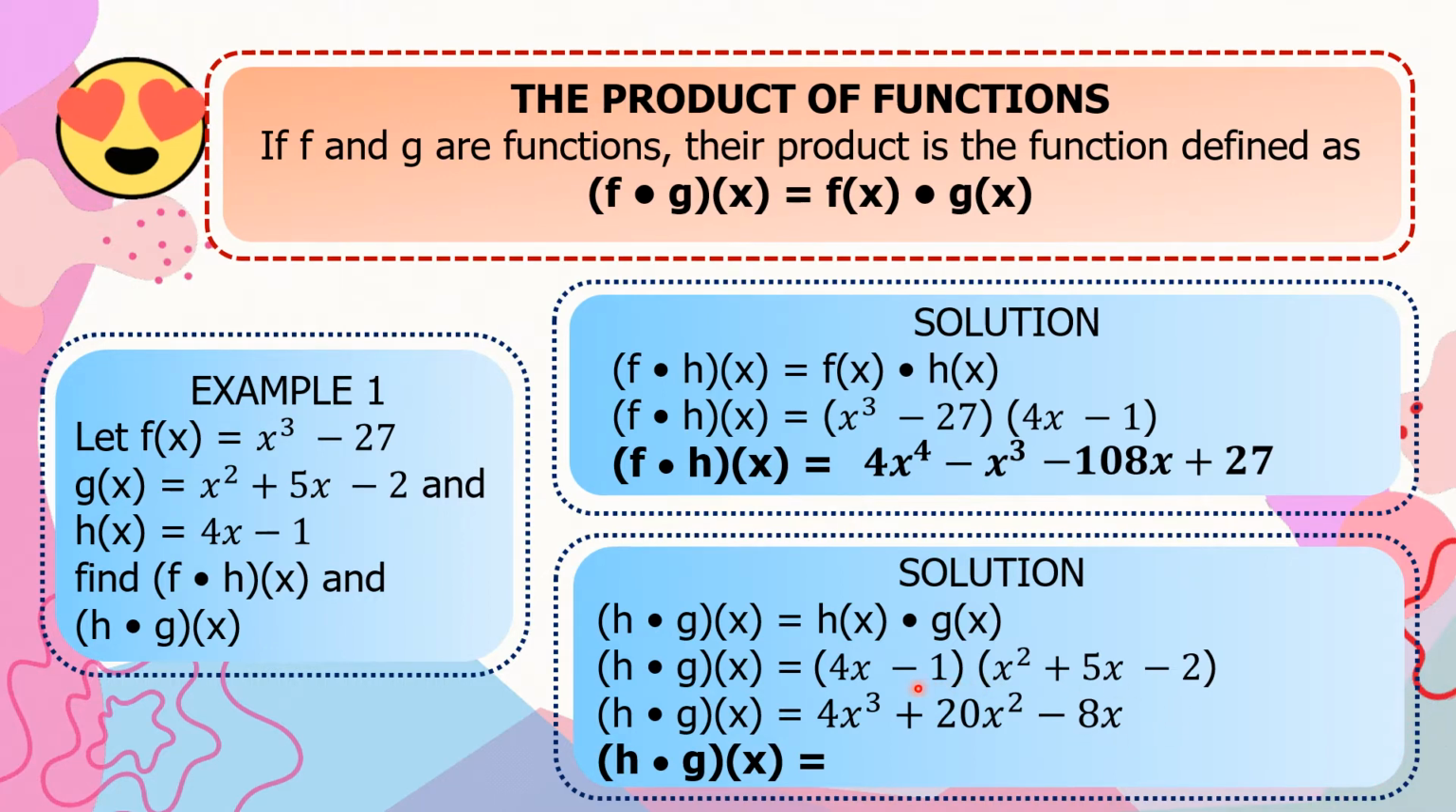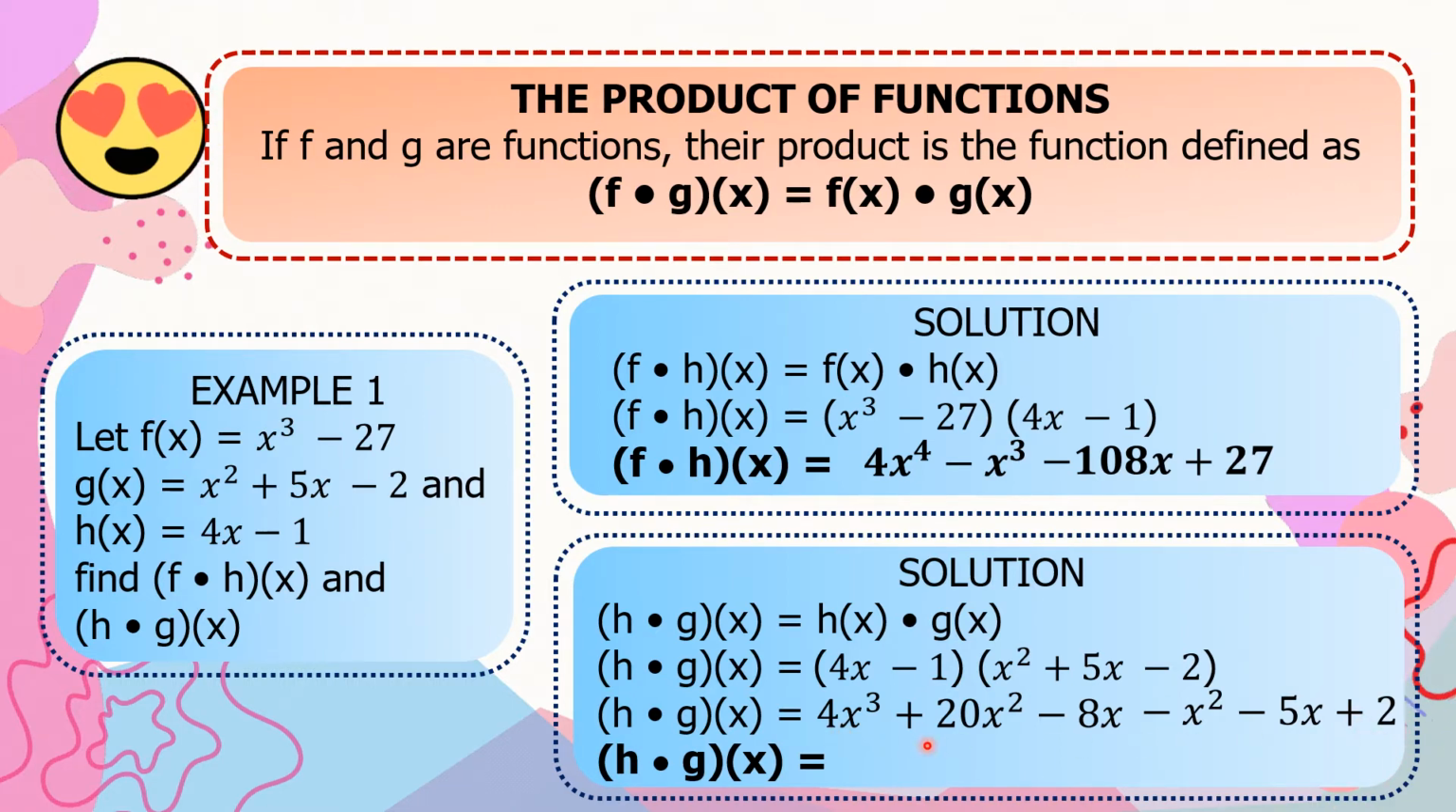Next is yung negative 1 naman, i-multiply natin dito sa x squared plus 5x minus 2. So, negative 1 times x squared is equal to negative x squared. Negative 1 times 5x is equal to negative 5x. And negative 1 times negative 2 is equal to positive 2.